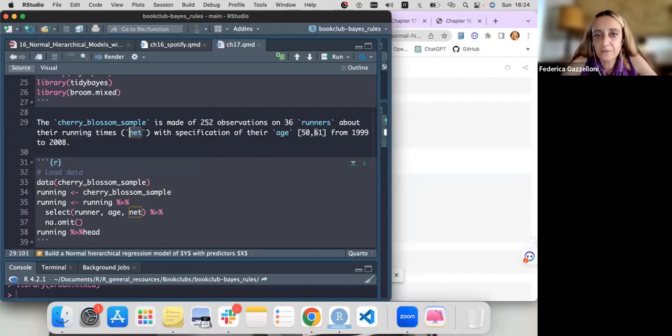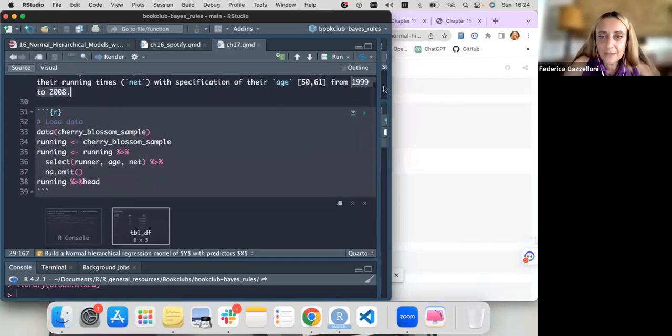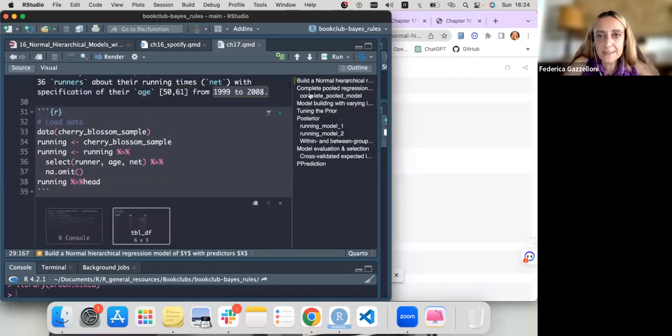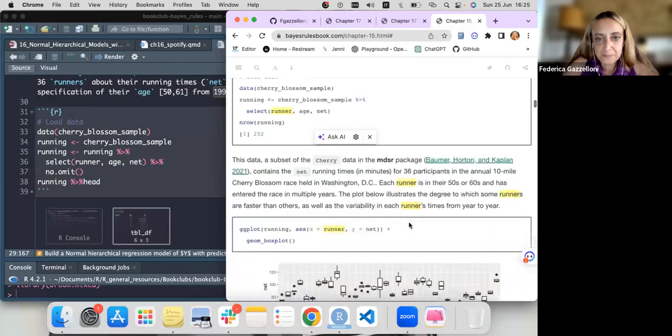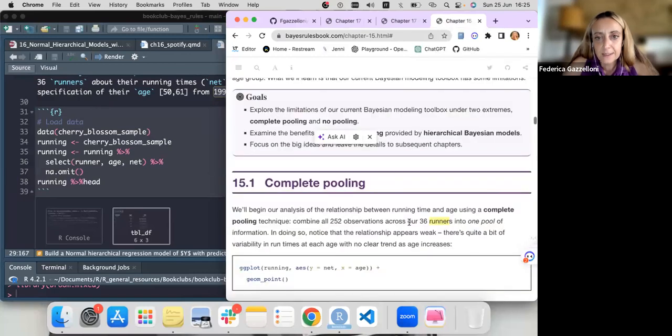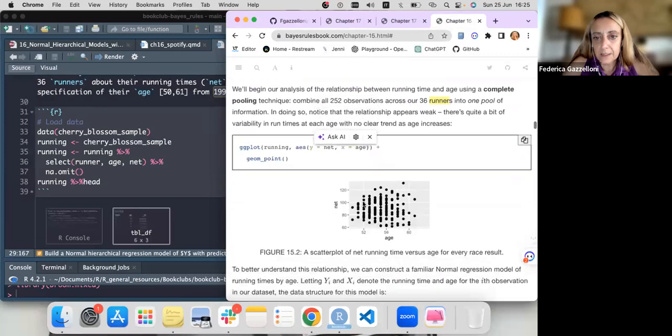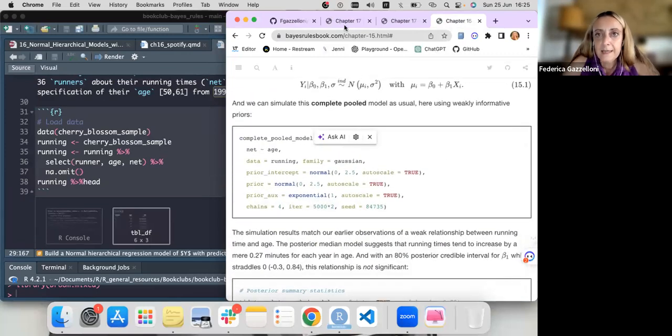which ranges from 50 to 61, and the data set is within a certain time frame, years from 1999 to 2008. Here in this first one, we do complete pooling, okay? We don't do the other. We start by doing complete pooling, grabbing the model that we made in chapter 15. Where is it? This complete pooling model, this one here.